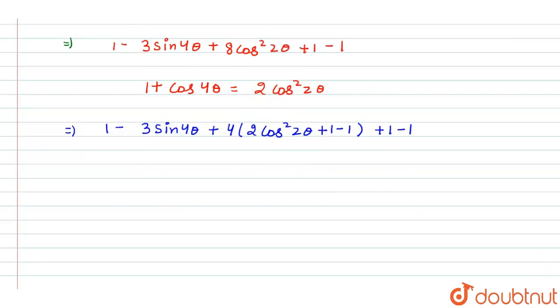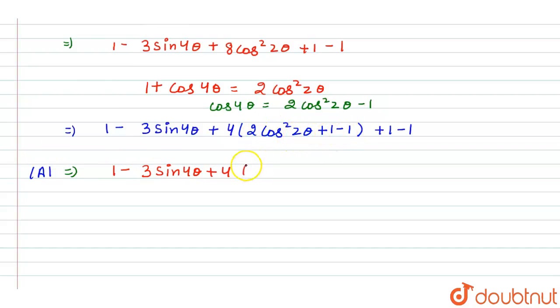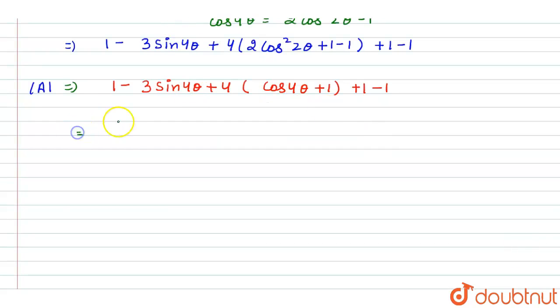Now we need the value of cos 4θ. We know that cos 4θ = 2 cos² 2θ − 1. Put this value in this equation. Here determinant A is equal to 1 minus 3 sin 4θ plus 4 times 2 cos² 2θ minus 1, which is cos 4θ plus 1, plus 1 minus 1. Now multiplying the 4 inside, we get 1 minus 3 sin 4θ plus 4 cos 4θ plus 4 plus 1 minus 1.